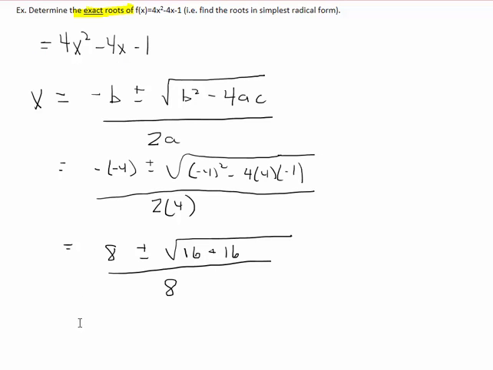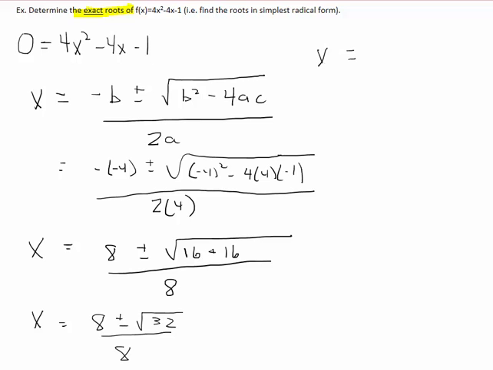Now keep in mind, what we're still doing is looking for x values that will make this equation equal to 0. So we're looking for those roots, those zeros, and we don't want to lose sight of what we're doing there. So we have 8 plus or minus the square root of 32 all over 8. I'm just going to continue my work up here so that we can see it all in one view.